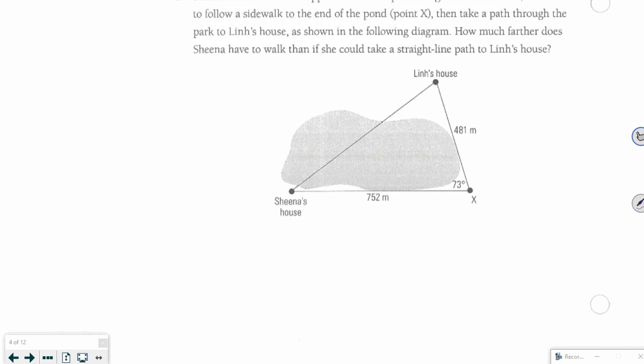So what it's saying is Sheena has to walk across this way 752 meters. Then she has to walk up this way to the house another 481 meters. So right now her walking path is 752 meters plus 481 meters.